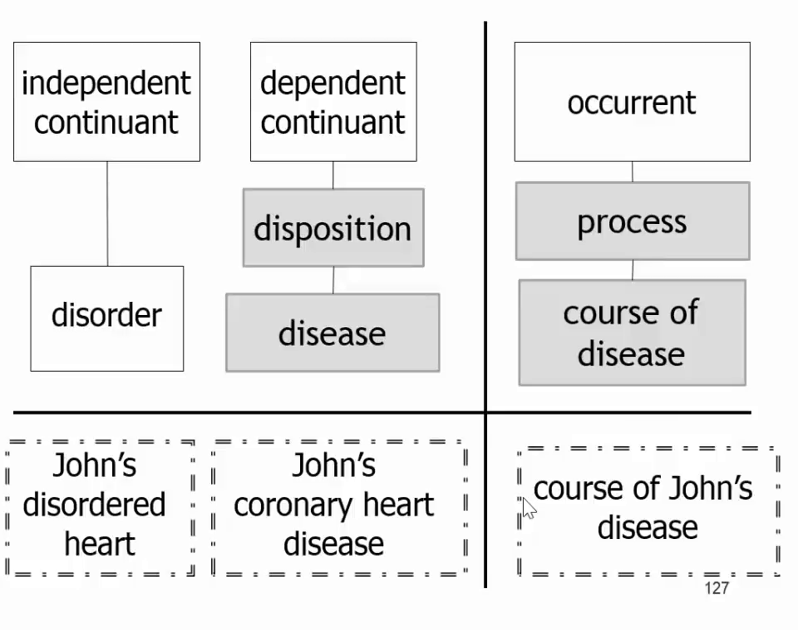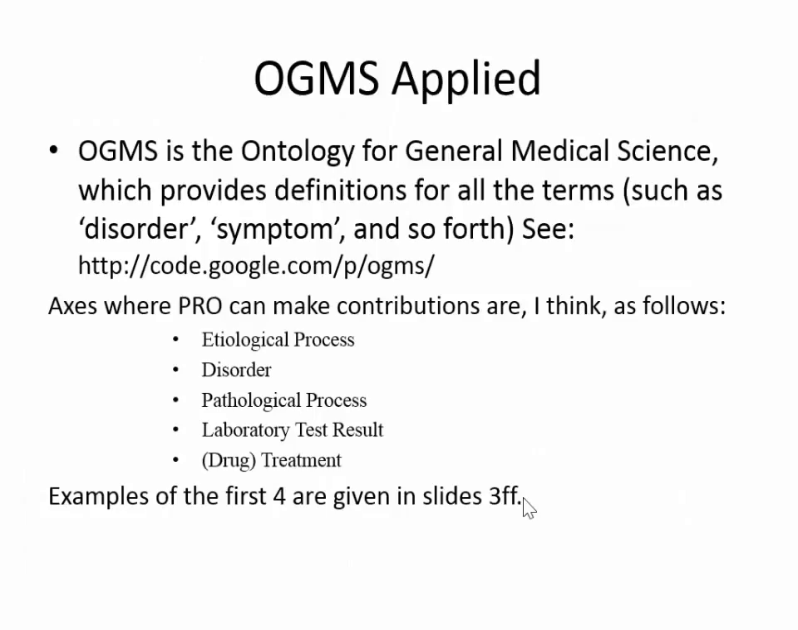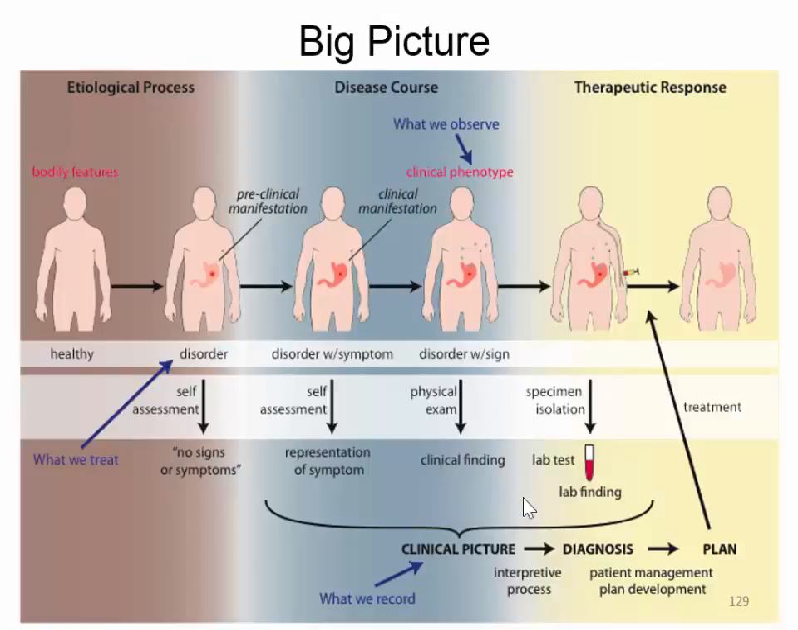So John has a disordered heart, which is a disorder. John, as a result, has a certain disposition, which is his coronary heart disease, which depends upon the heart for its existence. And in virtue of this disposition, which gets realized, he has a course of disease, which is the sum of processes realizing his disposition. OGMS is the ontology for general medical science. It defines all of the terms that we've been using here, including all of the terms on that picture.